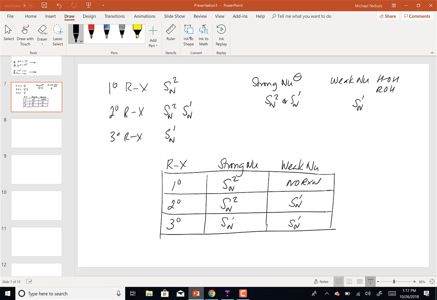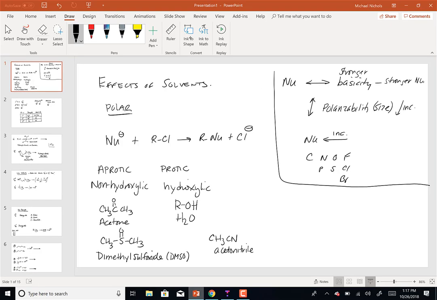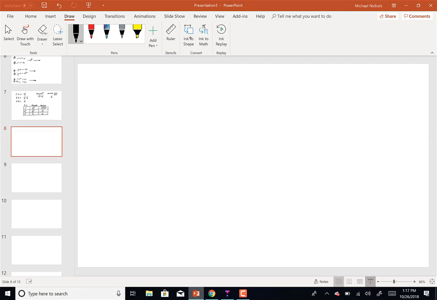All right. So this is what we need to remember. Is everybody kind of okay with that? On the exam, you're going to want to do that as well. So then the next question we need to talk about is solvent effects. How does the solvent affect the rate of an SN1 or an SN2 reaction?